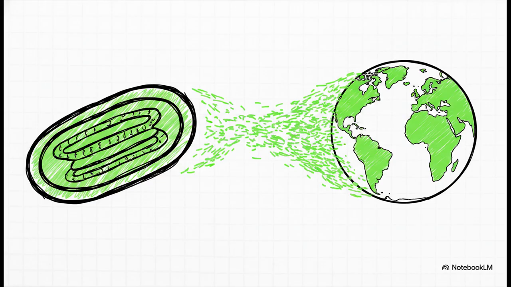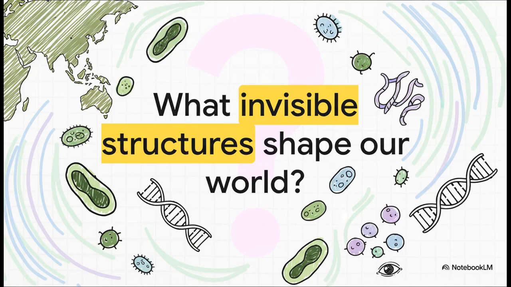The microscopic architecture we just spent the last few minutes studying doesn't just exist in a vacuum. It aggregates, it multiplies, and it literally paints the entire surface of our planet. How crazy is that? Which leaves us with a truly fascinating thought to wrap up our explainer today.